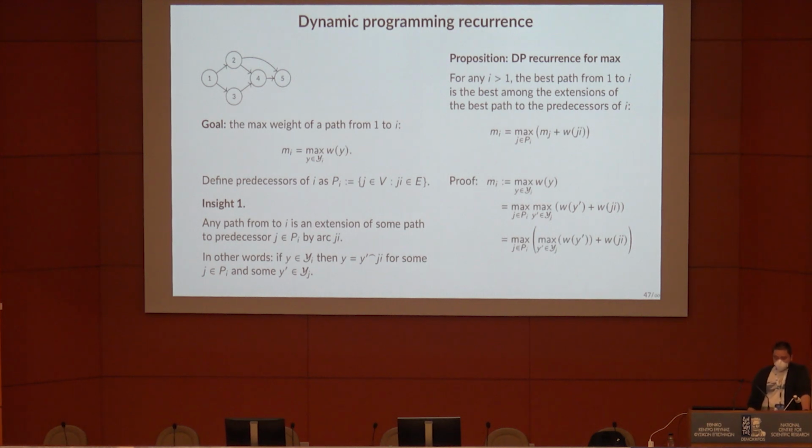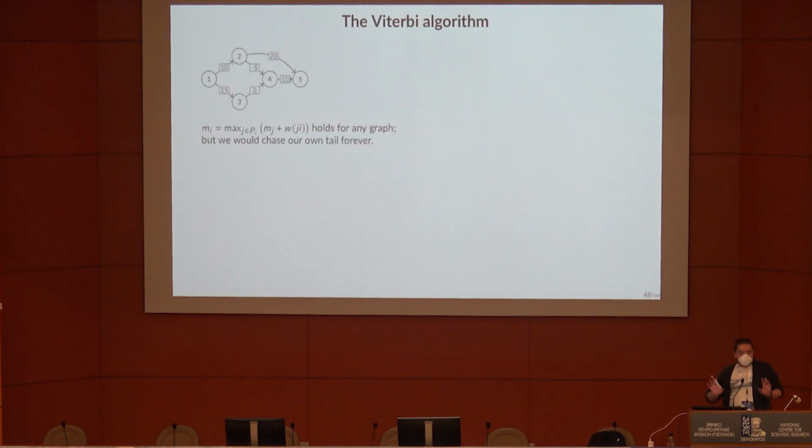So if we rearrange these terms in the parentheses, we will recognize that this is just again the definition, but now applied to Mj. And that's the proof. It's just rearranging terms a little bit and applying insight 1. This just by itself doesn't get us anywhere yet, because this holds for any graph.